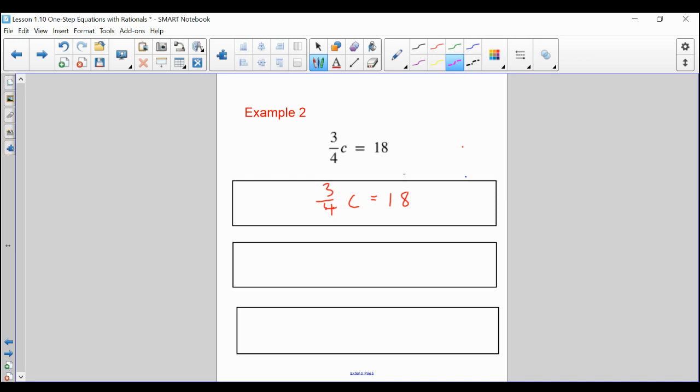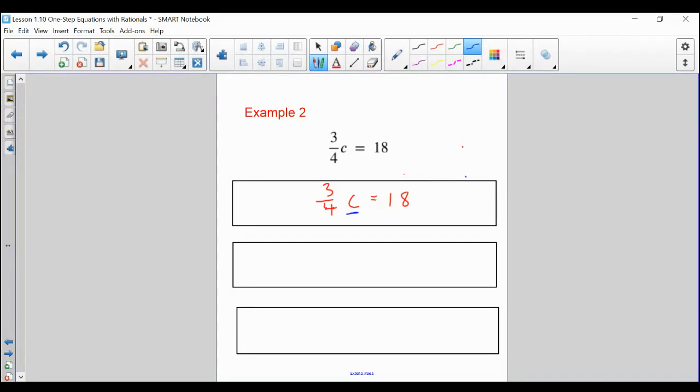So let's continue on with another example. So we have 3/4 C equals 18. And so I took the liberty of writing the equation again on the next line. Now I need to think about where my variable is. Well, it's right here, C, and the coefficient that's in front of it is 3/4.